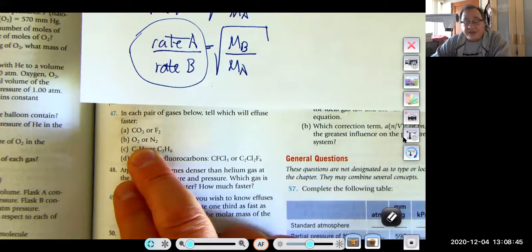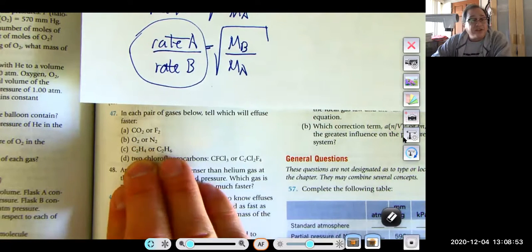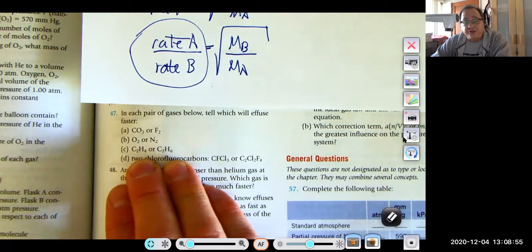Correct, N2 because it's smaller. Now, is it going to effuse a whole lot faster? No, not much at all. How about here, C2H4 or C2H6? Which will effuse faster, left or right? Left is go slower, right is go faster.